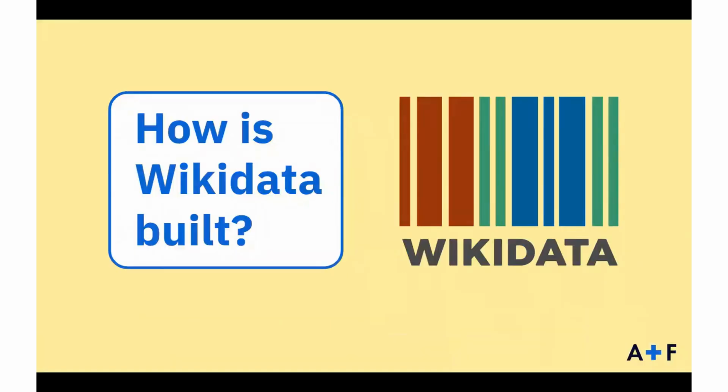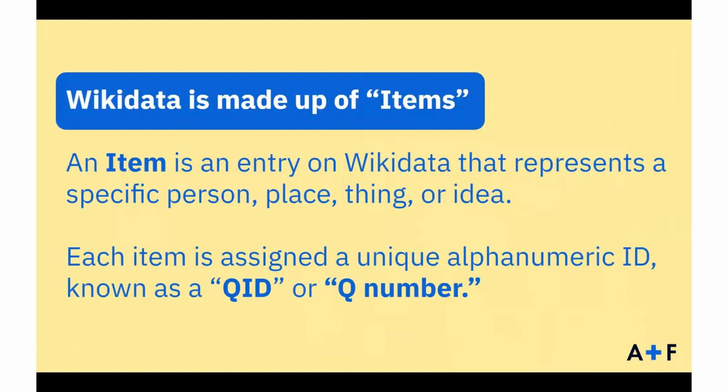So how is Wikidata built? Wikidata is made up of items, and each item represents a specific person, place, thing, or idea. Each item is assigned a unique alphanumeric ID, known as a QID or Q number. The QID increases each time a new item is added to Wikidata. For instance, the first Wikidata item is Q1 for universe.